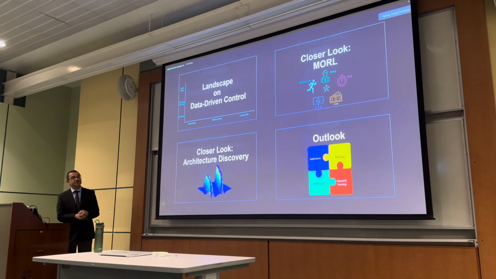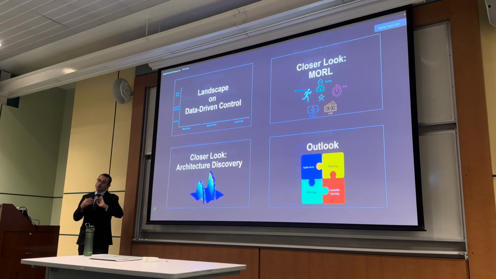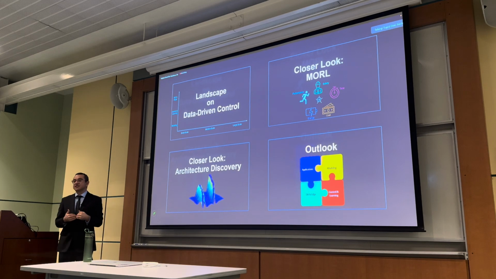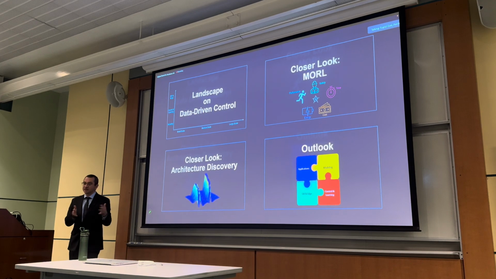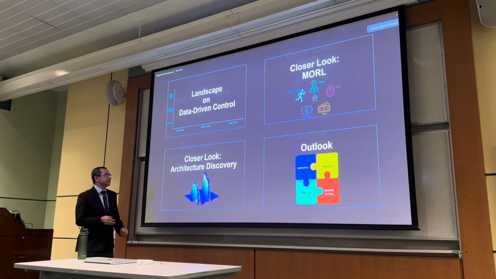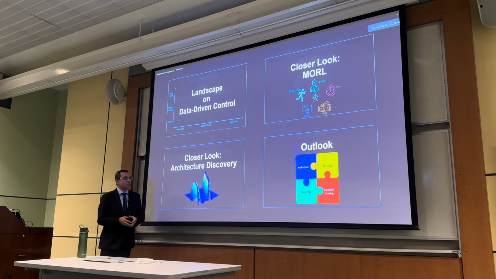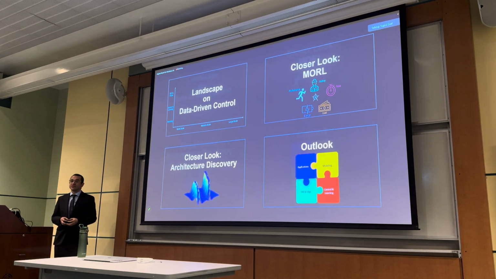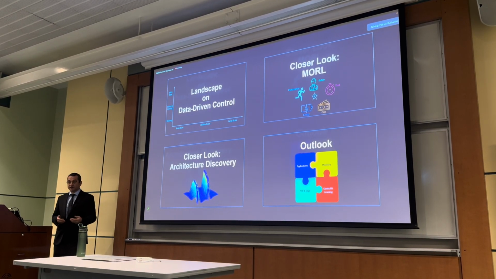So the outlook is something like this. Basically, I'm going to give you a landscape on data-driven control. That's completely from my perspective. By no means is it exhaustive about data-driven control at all. Basically what I'm doing, and then I limited that to the last 5 years to give you a reasonable chunk. And then a closer look at multi-objective reinforcement learning, a little bit closer look at architecture discovery, and I'm going to go into more detail on that. And then I'm going to summarize the outlook, what we are thinking, what is out on the horizon, what we are thinking to progress further in maybe 4 or 5 years.